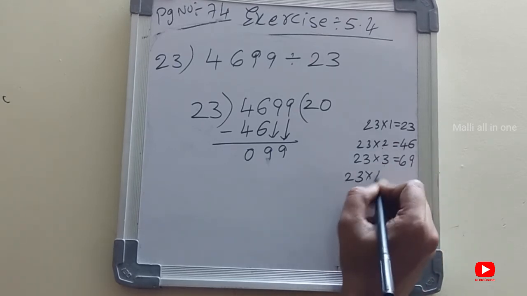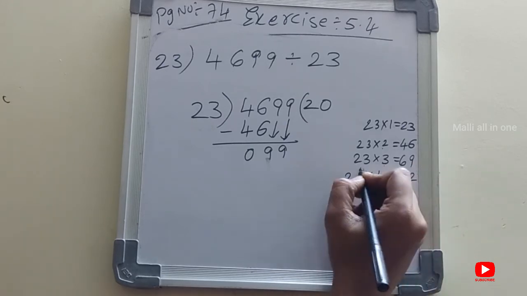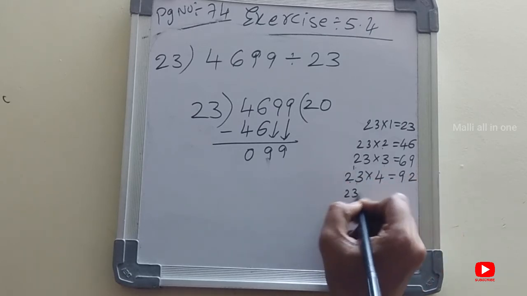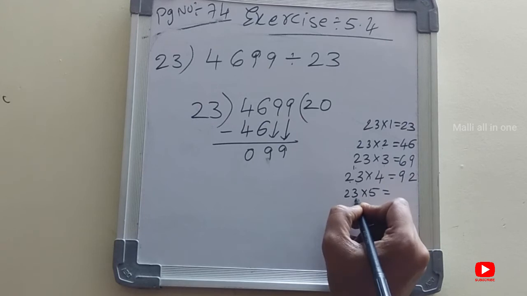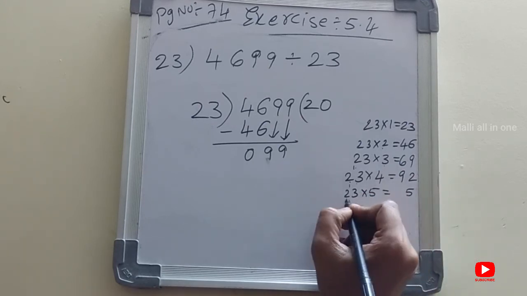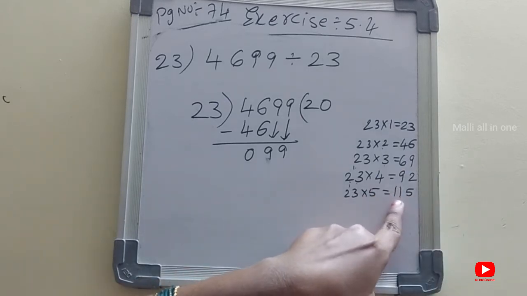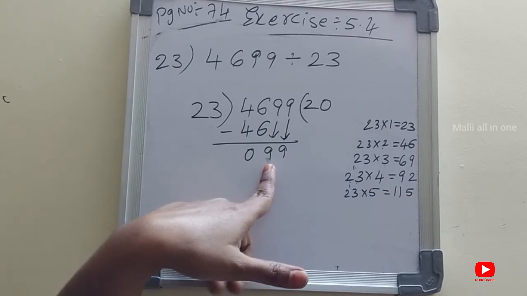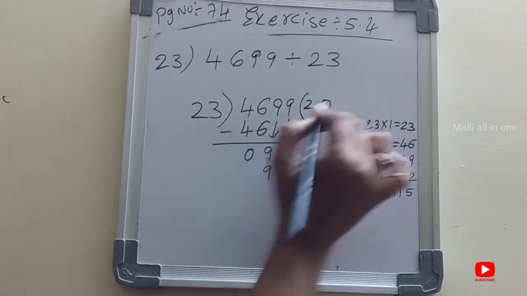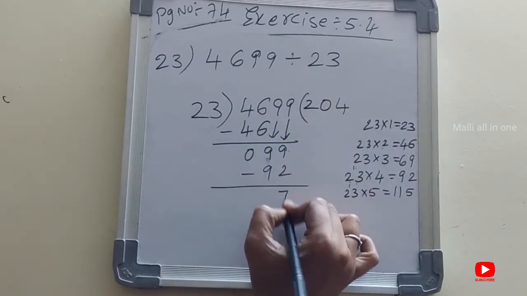Now 23 fours: 4 threes are 12. 12 means 2 here, remaining 1 here. 4 twos are 8. 8 plus 1 is 9. 92. Now 23 fives: 5 threes are 15. So 5 here, remaining 1 here. 5 twos are 10. 10 plus 1 is 11. So here observe children: 115 is big, 99 is small. So we should take the smaller number, 92. So 23 fours are 92. Subtract. 9 minus 2, 7.